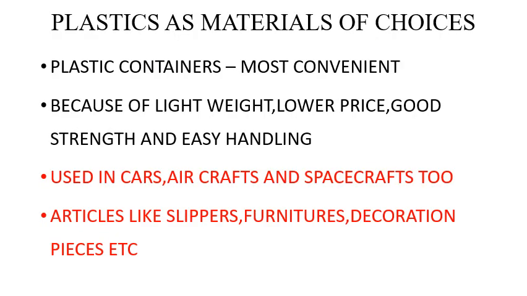Plastic as materials of choice. Usually, plastic containers are most convenient to store food items, water, milk, pickles, dry food, etc. This is because of lightweight, lower price, good strength and easy handling. Being lighter as compared to metals, plastics are used in cars, aircrafts and spacecrafts also. The list is endless if we start counting articles like slippers, furniture, decoration pieces, etc.